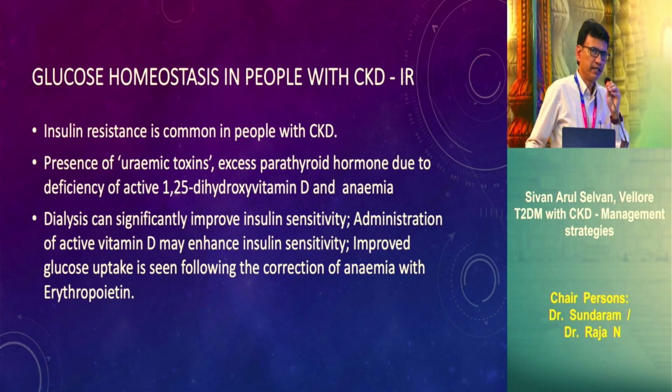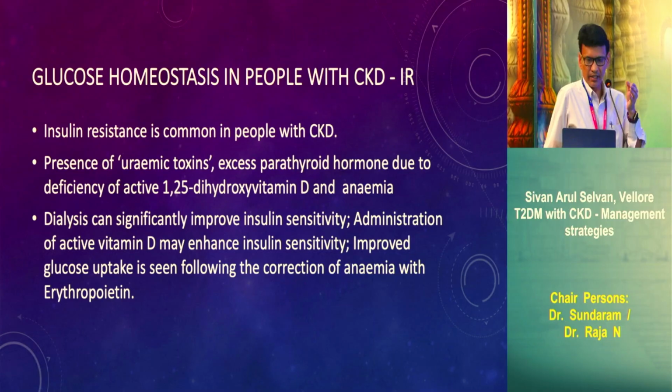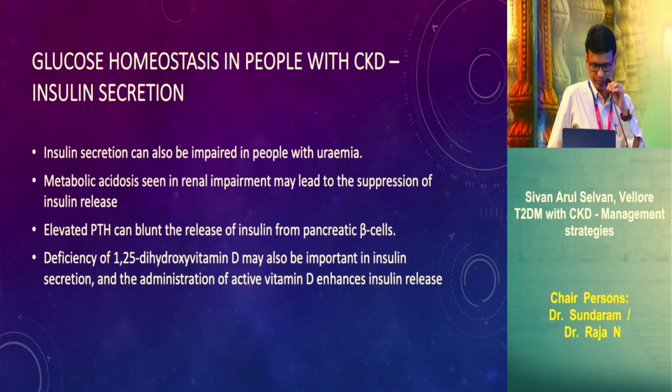As I said, in the early CKD, especially stage 2 and stage 3A CKD, there can be profound insulin resistance, and the patient may require much higher insulin doses or much higher medication doses. This happens due to various reasons like uremic toxins, hyperparathyroidism, vitamin D deficiency, etc. But this is very common. The insulin dose requirement comes down only in later stages.